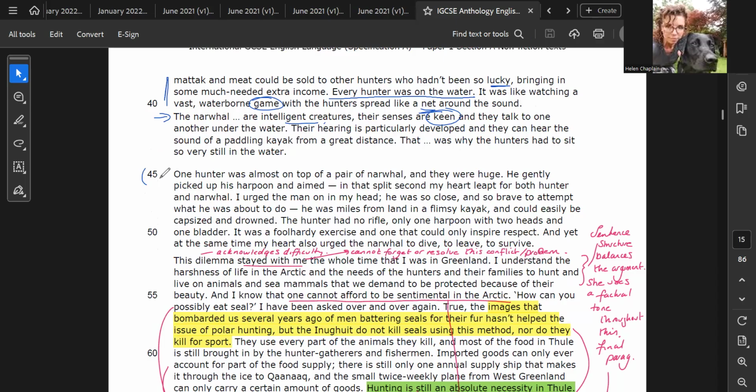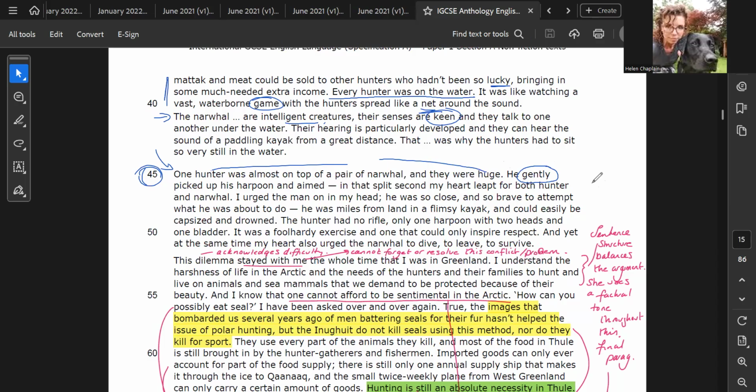Then we look at from line 45 onwards, the pace picks up. There is this moment of tension. You get the implied size, the juxtaposition of size of hunter, size of narwhal. He gently picked up his harpoon. The idea that there is a respect and a control even in the moment of hunting, right?